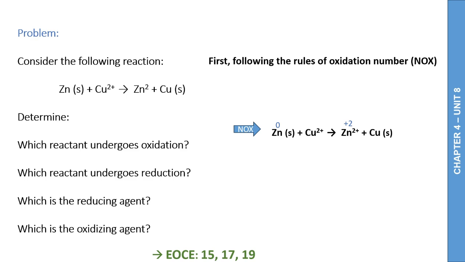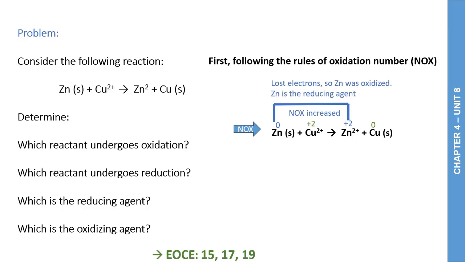So what happened over here? When you look at copper 2+, on one side it's +2 and on the other it's a neutral element, 0. So we have a reduction, right? The oxidation number decreases. They gain electrons. So copper is the oxidizing agent, because its oxidation number was reduced. Copper is being reduced, so it is the oxidizing agent, while zinc is oxidizing, so zinc is the reducing agent.